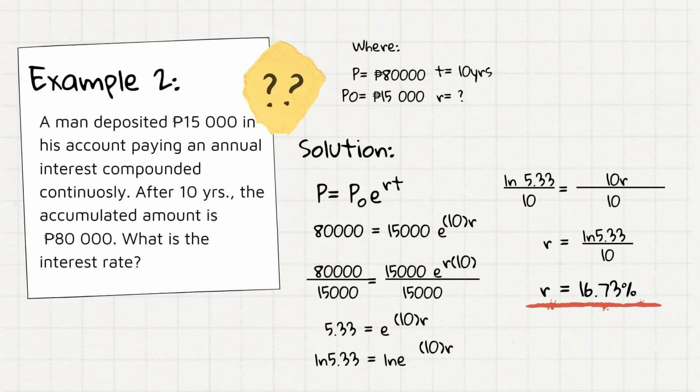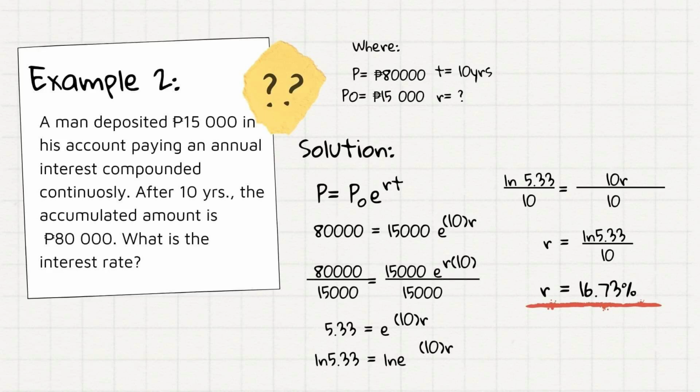First is 15,000 pesos. That is our initial amount, since that is the present amount the man deposited in the first place. Next is 10 years. 10 years is of course our time, and 80,000 pesos is our accumulated amount or the expected final principal amount, so that will represent our P. The question is, what is the interest rate? So that is the unknown.